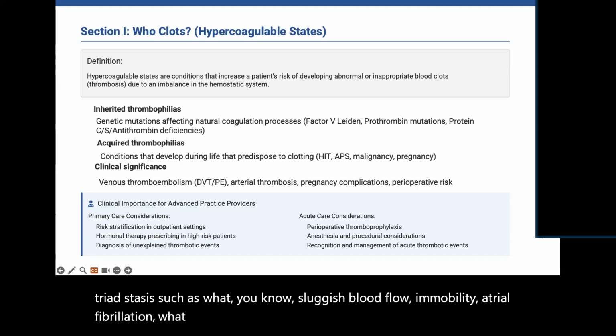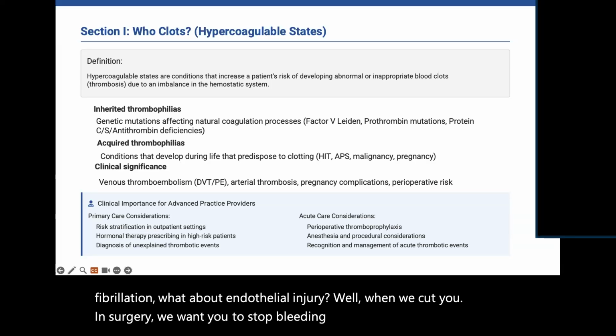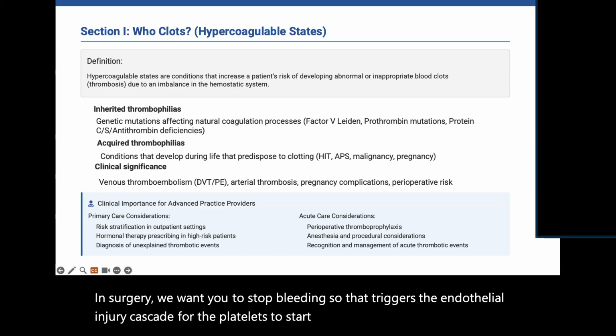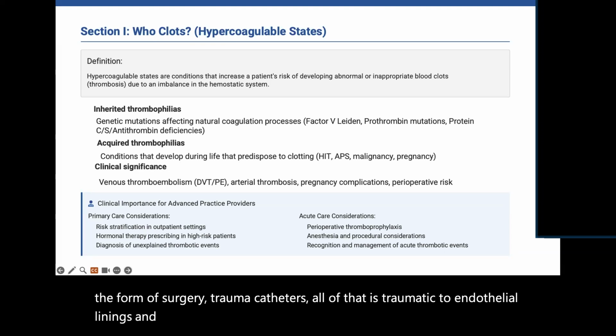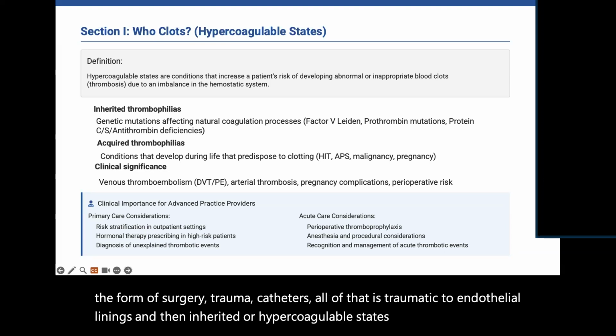What about endothelial injury? Well, when we cut you, like in surgery, we want you to stop bleeding. So that triggers the endothelial injury cascade for the platelets to start going there. So endothelial injury in the form of surgery, trauma, catheters, all of that is traumatic to endothelial linings. And then hypercoagulable states can be inherited or acquired.